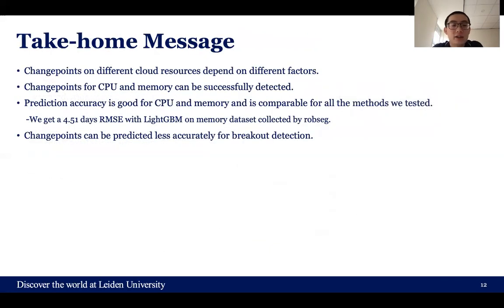So in the end, let me make a conclusion. First, change points on different cloud resources depend on different factors. Second, change points for CPU and memory can be successfully detected. Prediction accuracy is good for CPU and memory and is comparable for all the methods we tested. We get a 4.51 days RMSE with LightGBM on the memory dataset collected by RobSec. Last, change points can be predicted less accurately for breakout detection because breakout detection is fine-grained. So that's all about my presentation.